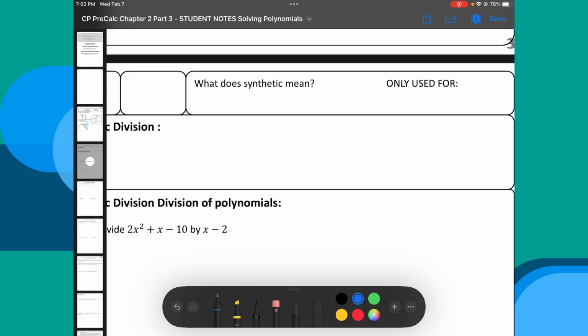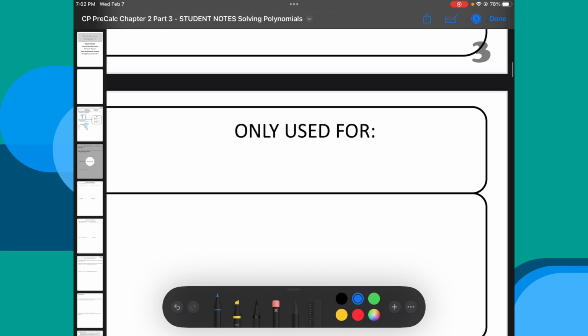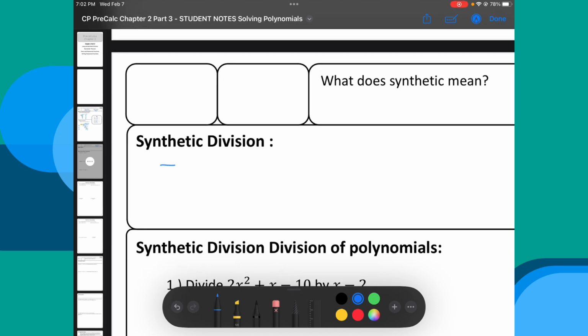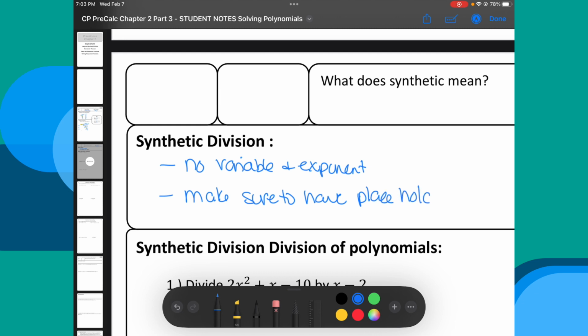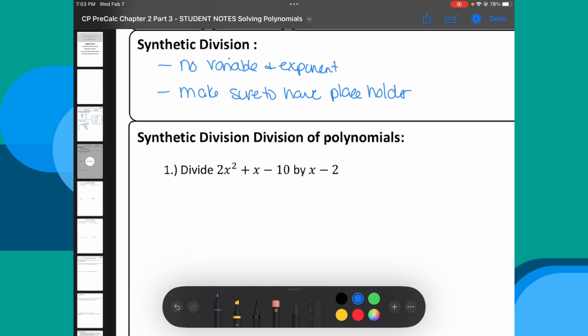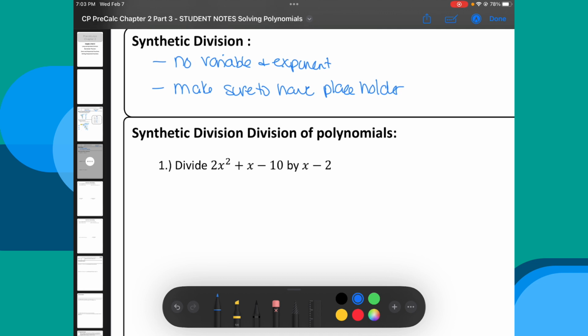Synthetic means fake, but what that means is we can't always use it. We can only use it when we have a binomial that's the divisor and the binomial has a leading coefficient of 1. When we use synthetic division, we're only going to use the numbers. We remove all variables and exponents. And make sure to have placeholders if you are missing a degree. So whatever the highest degree is, you should have a placeholder for everything below.